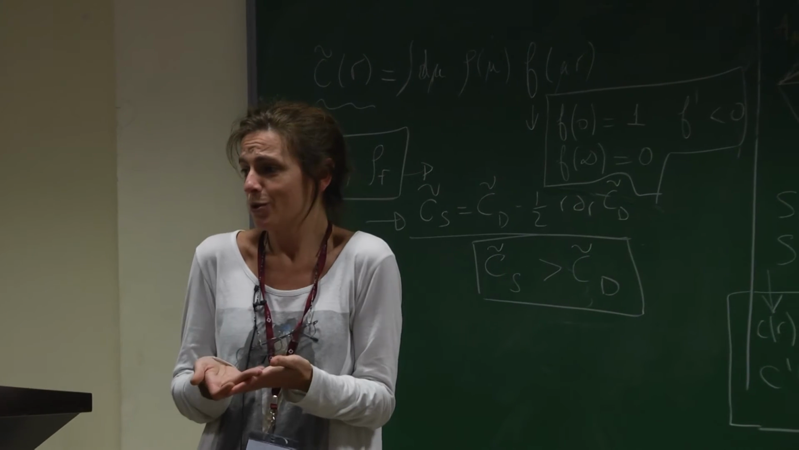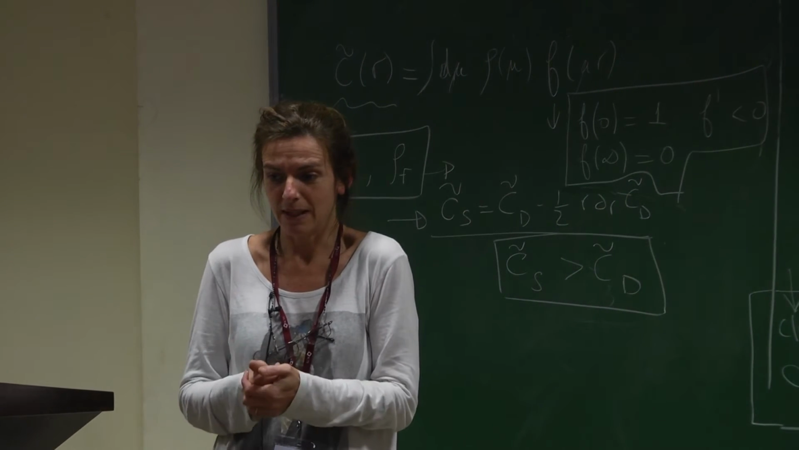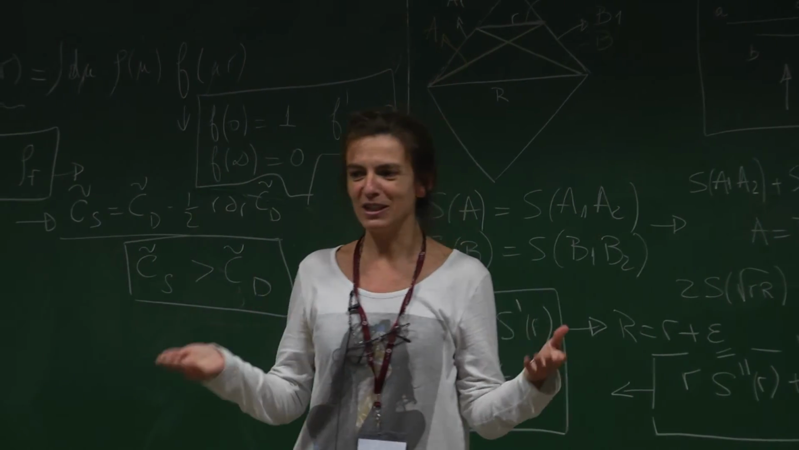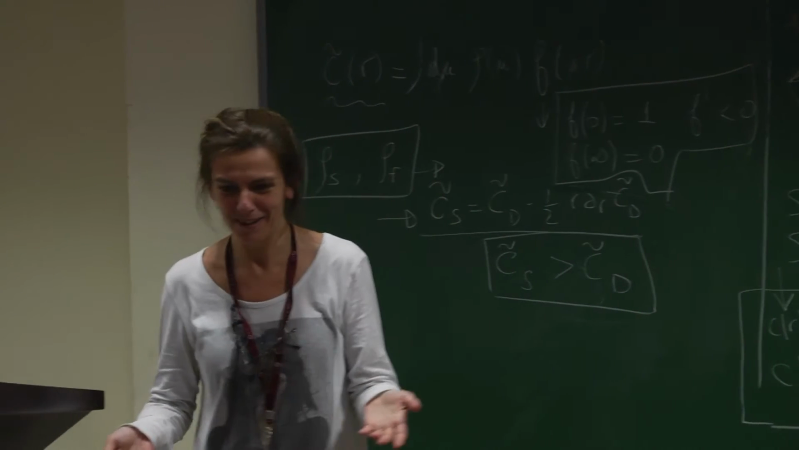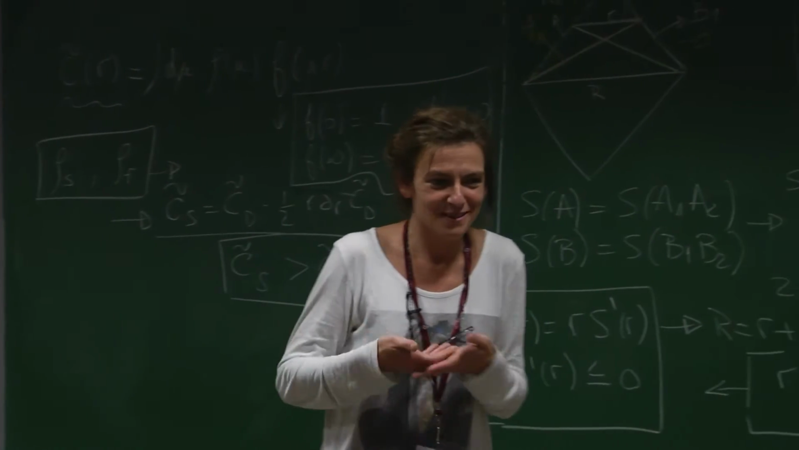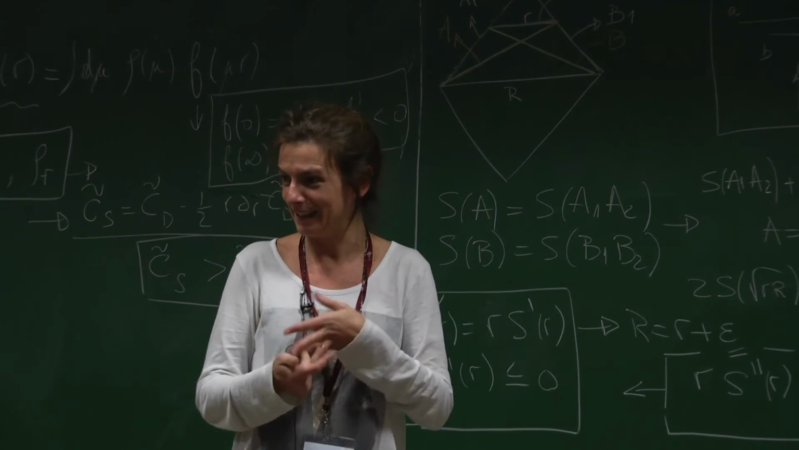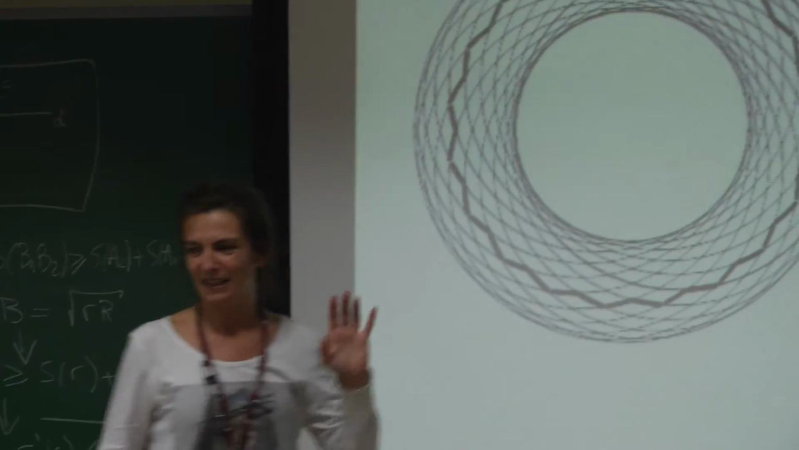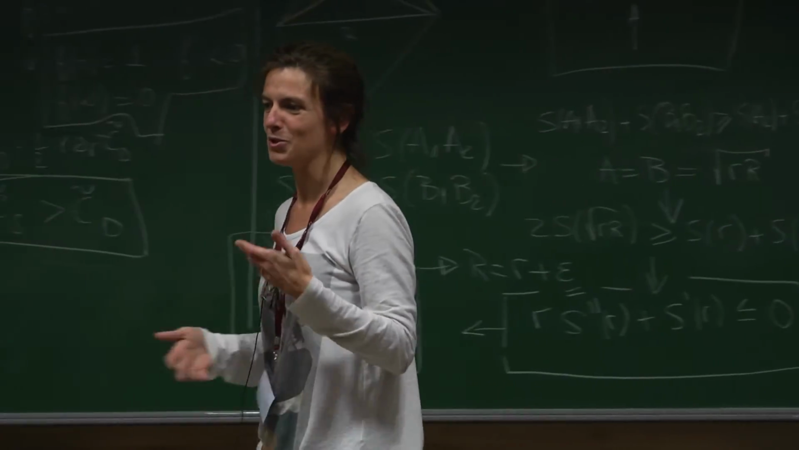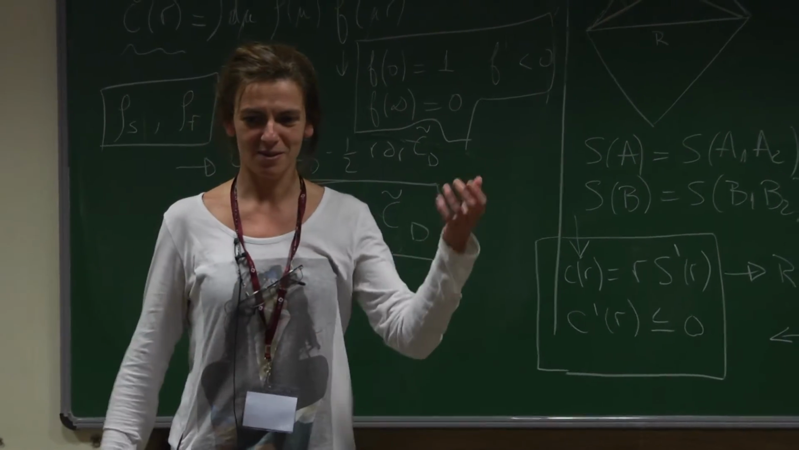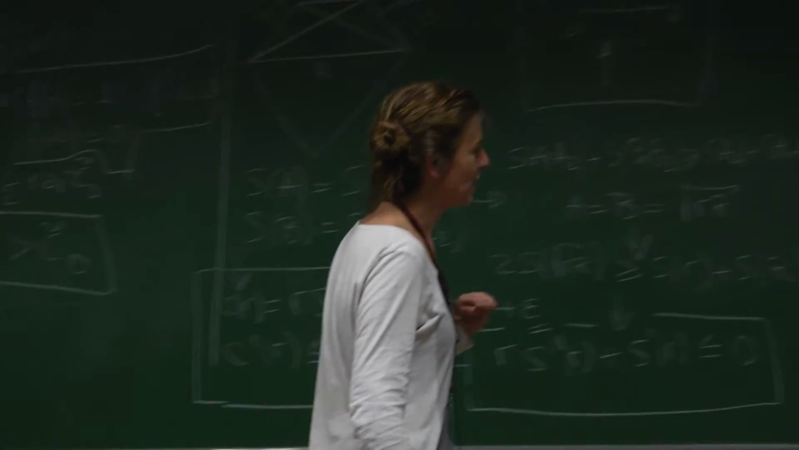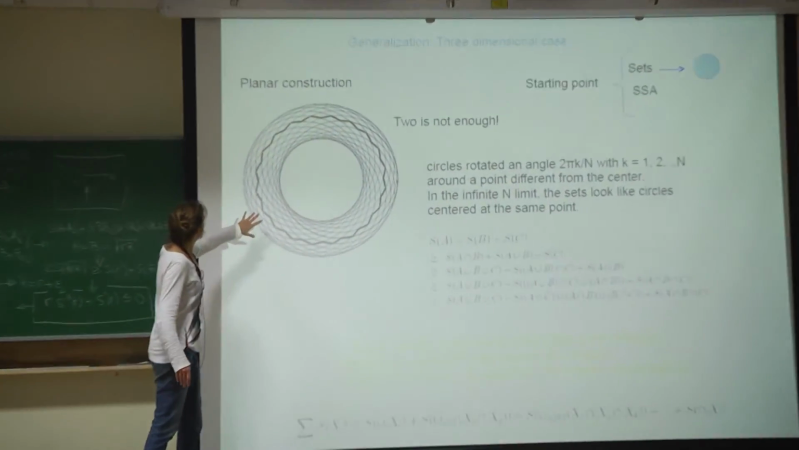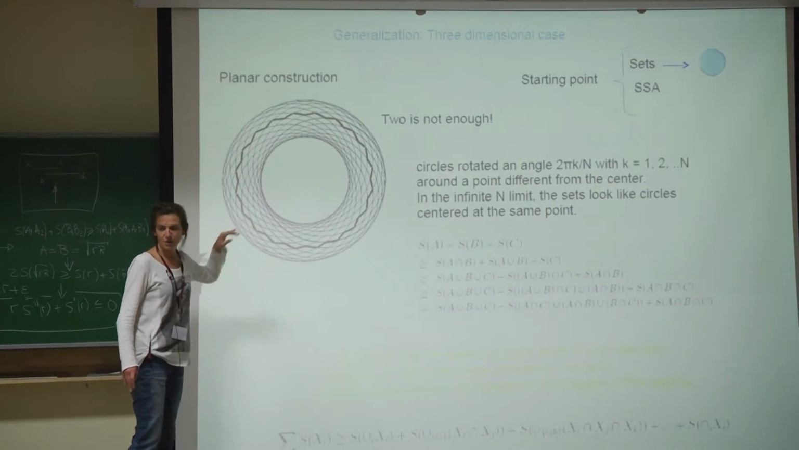And in 1 + 1 it was very easy because you have intervals. But when you go to 2 + 1, and everybody was saying that it has to be circles, we're saying, okay, we cannot do it with circles because the union and the intersection is not a circle. So it was clear that taking 2 circles was not going to be enough to extract information from the strong subadditivity. So look at this. This is a planar construction. It's not going to be enough either.